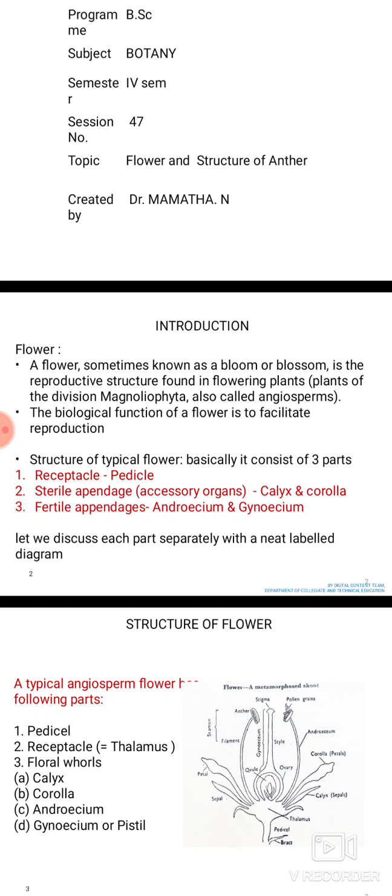Basically, a flower consists of three parts, namely the receptacle, above which is the stalk, which is known as a pedicel, and on the receptacle we come across two types of appendages. One is a sterile appendage composed of calyx and corolla, and the other one is fertile appendages or essential organs, namely androecium and gynoecium.